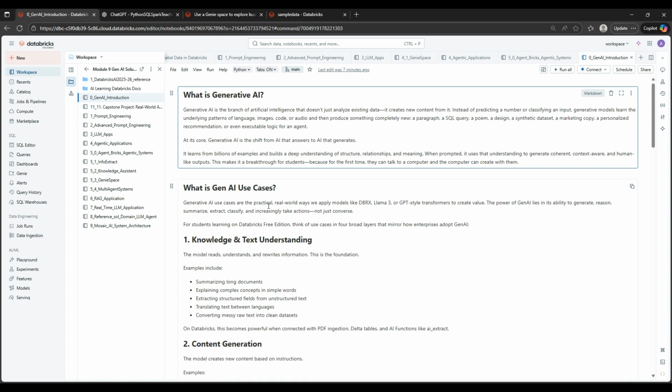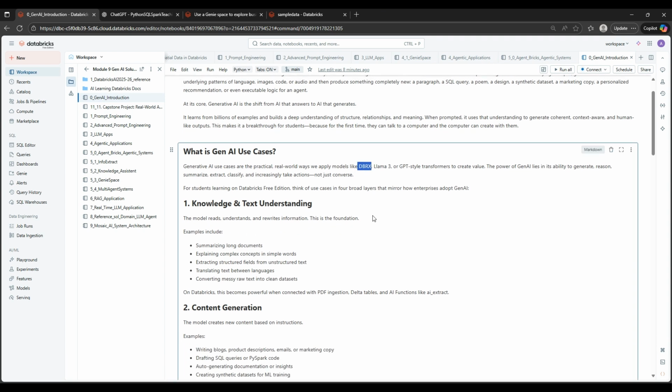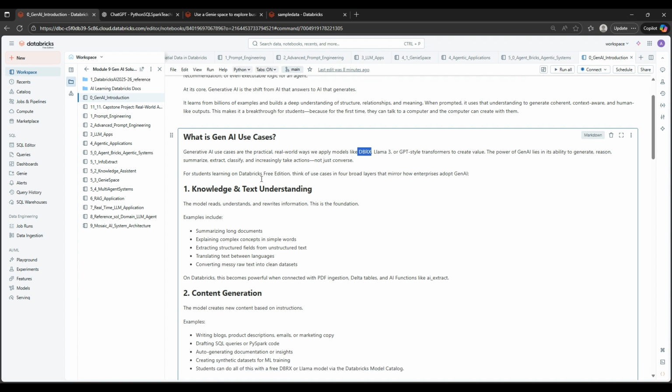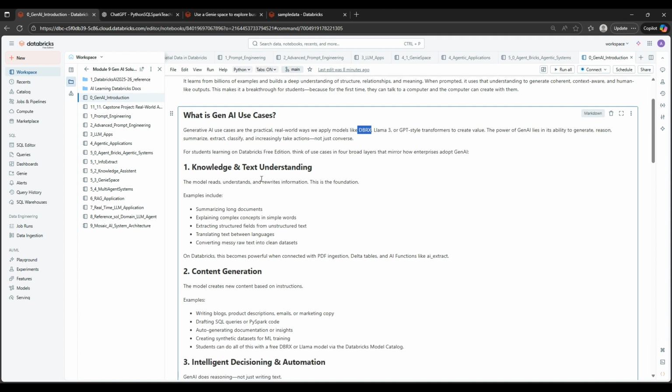So as I mentioned, many of the big organizations started creating their own models. Some of them can be named here, like Llama, then GPT style transformers, like OpenAI started creating their own model called GPT. And then DBRX is the model created by Databricks. The power of generative AI lies in the ability to generate and reason, summarize, extract, classify, and increasingly take action. Okay, so let's try and understand it case by case.